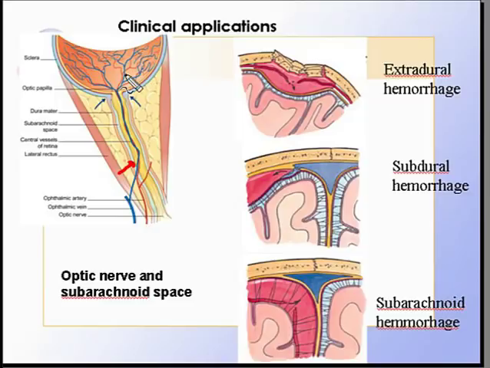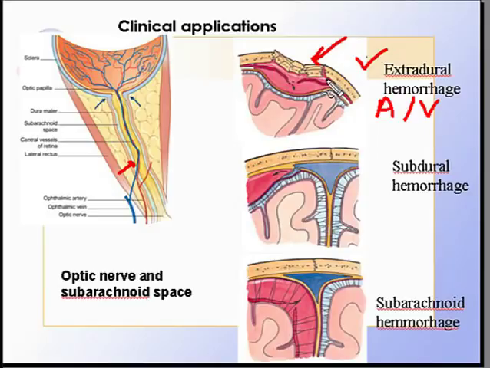Now let's look at the hemorrhages which are seen with respect to the various spaces. If somebody sustains a head injury and the skull cracks, the meningeal vessels can be torn, and then you have hemorrhage between the dura mater and the skull. So this is known as extradural hemorrhage. An extradural hemorrhage could either be arterial or venous in nature, because the meningeal blood vessels are lying there.